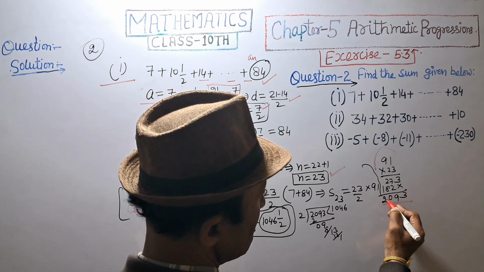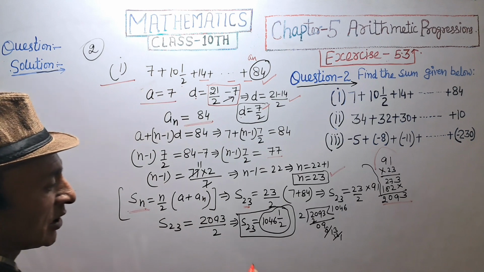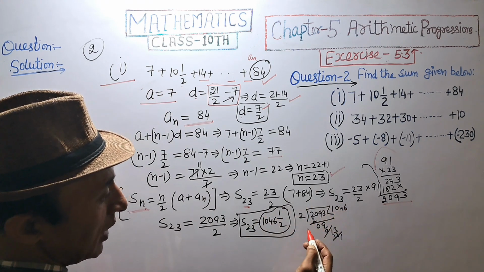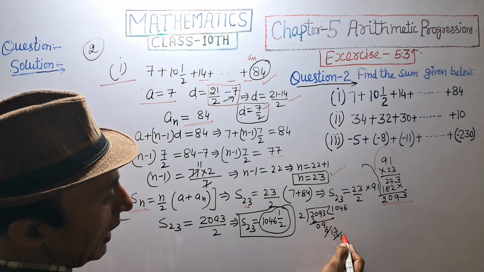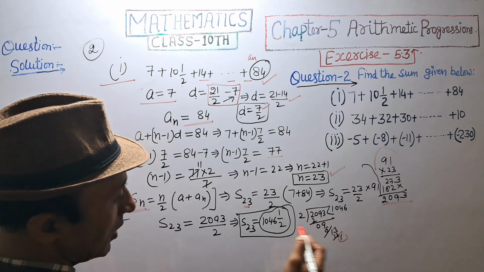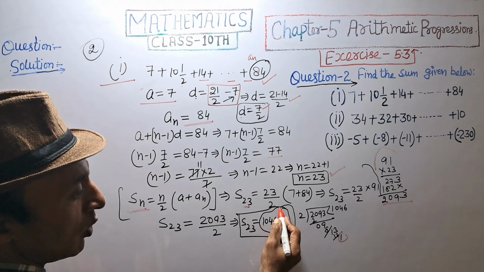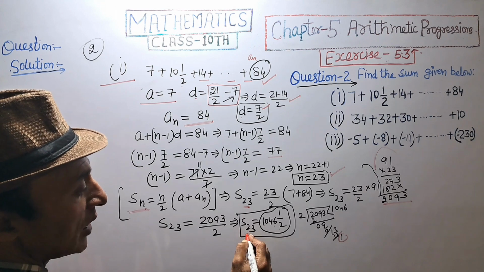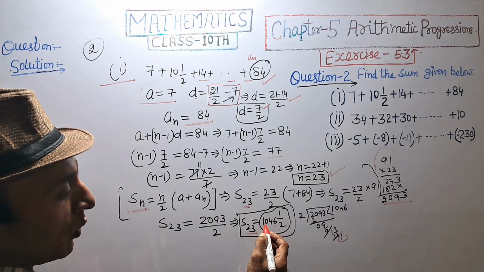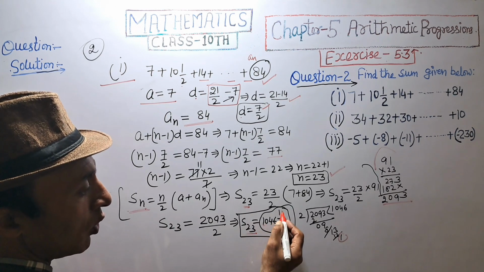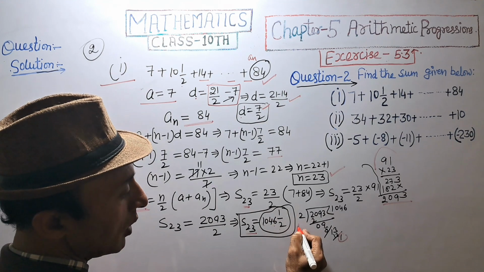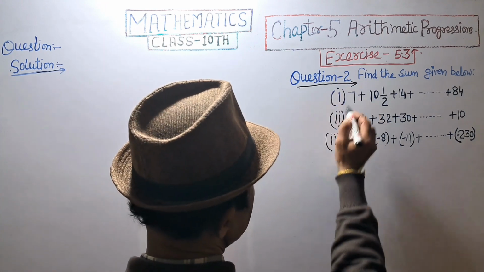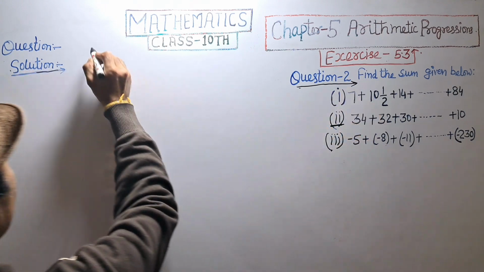Then the answer is 2093, which we divide by 2. 2093 divided by 2, and we get the remainder 1. So 1046 whole 1 upon 2. That is the sum S23 is equal to 1046 whole 1 upon 2. Answer. Question number 2, second part.